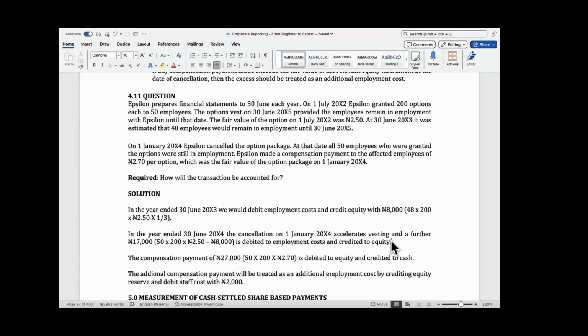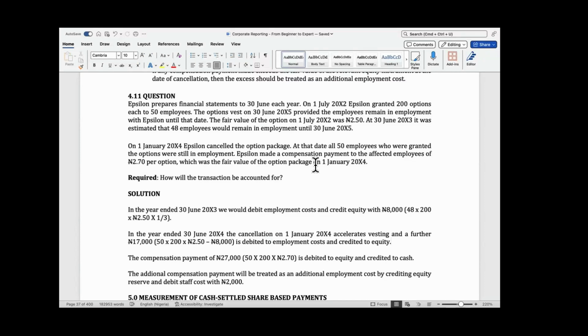Pay it to them immediately, because it is you that said you want to cancel. So we are not waiting for the vesting date anymore. So that's clear: acceleration of vesting. You recognize any remaining amount to staff costs and credit the remaining to equity immediately, which is this 17,000. So the cumulative is 25,000.